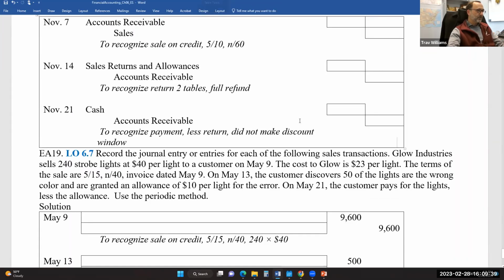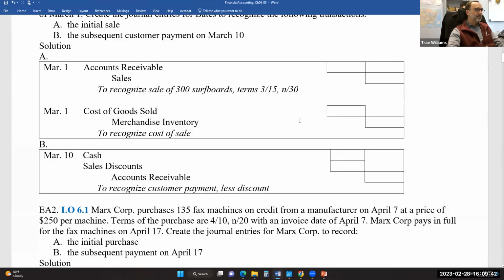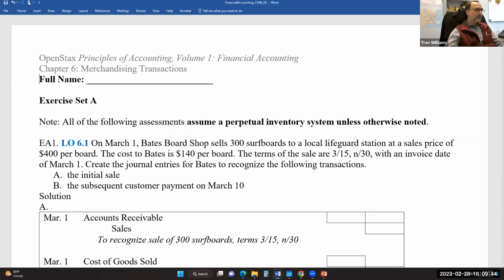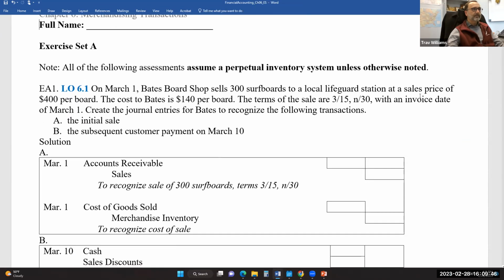Let's see, how many exercises do we have? We have 19 exercises, and then we're going to go through some of the problems as well. All right, here we go.